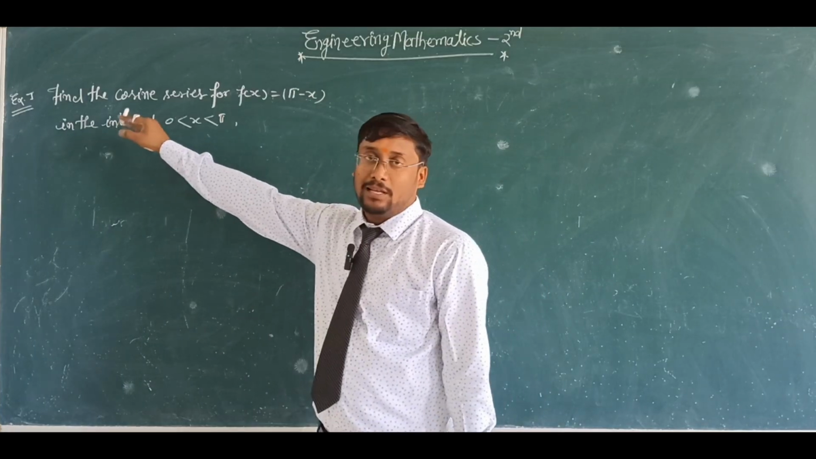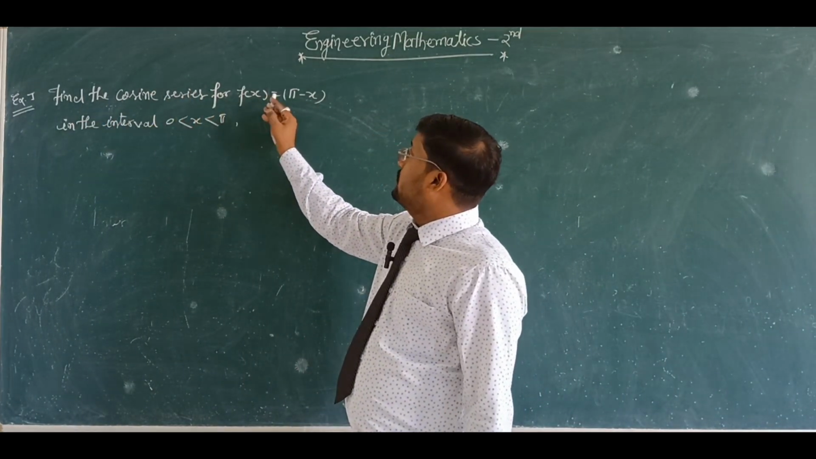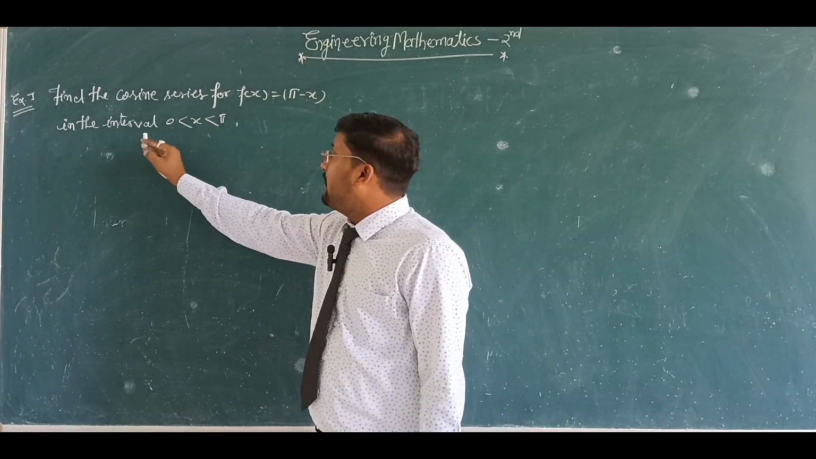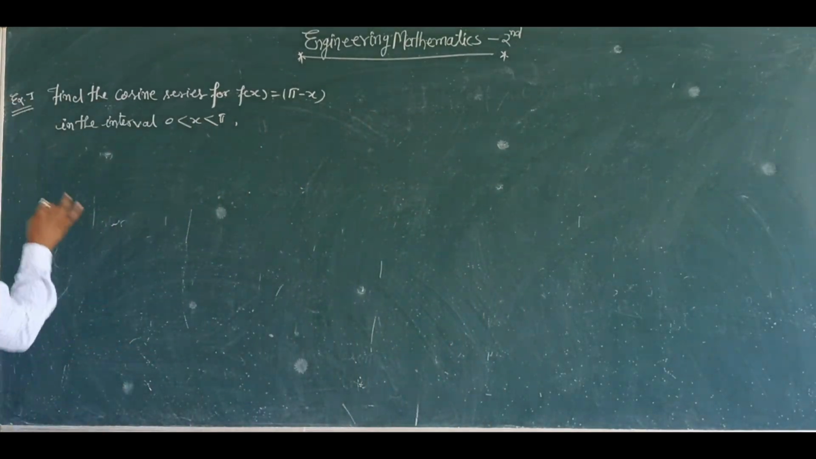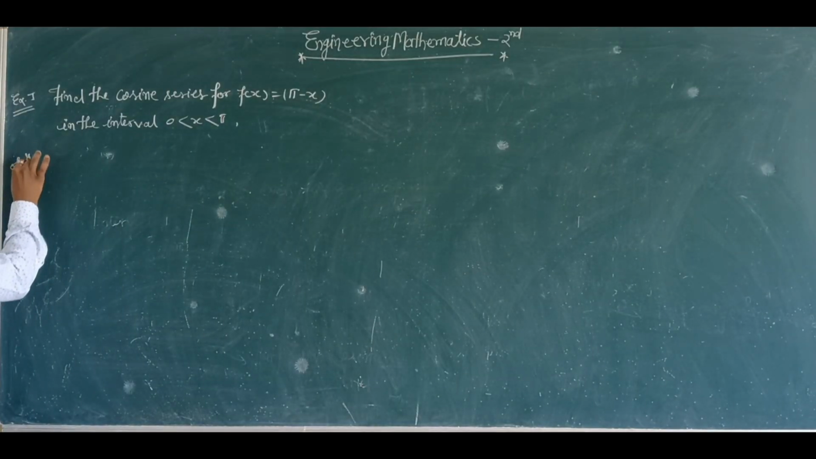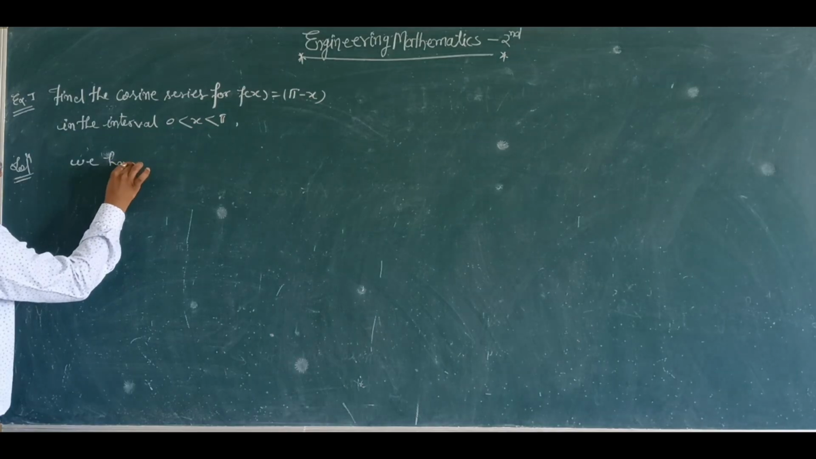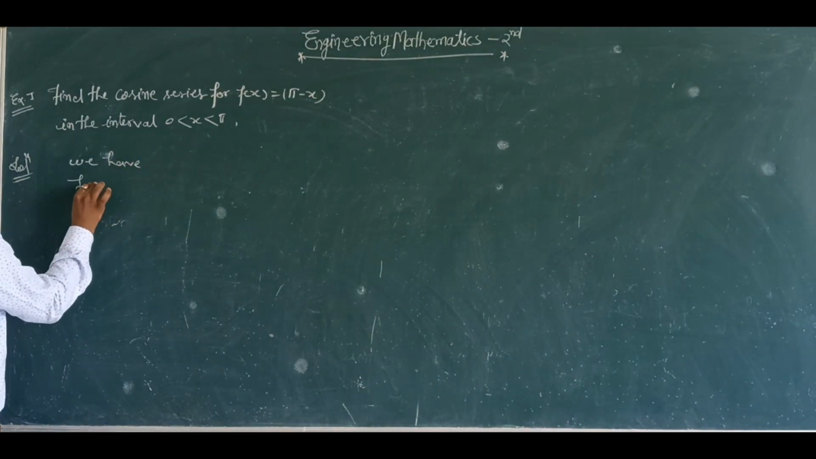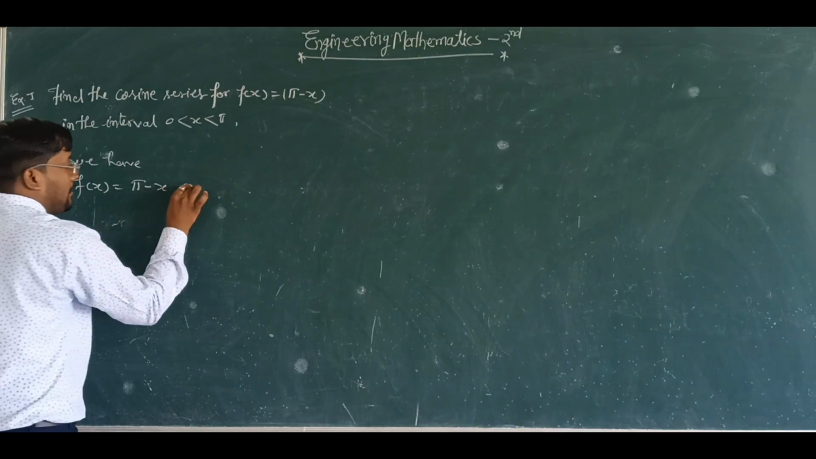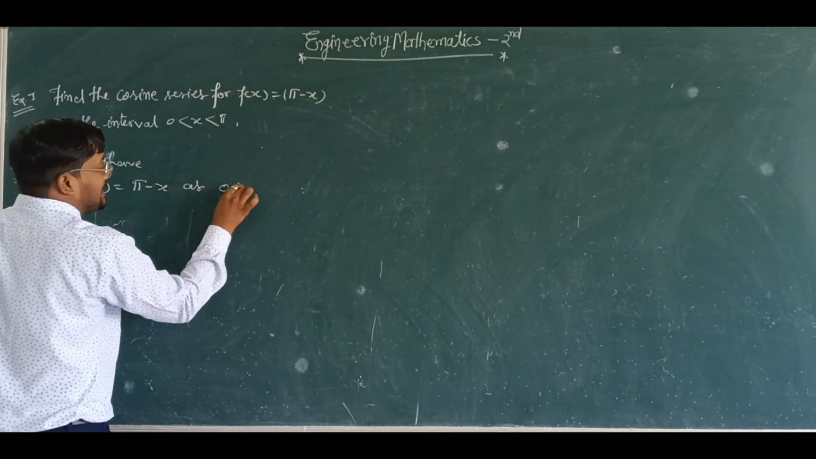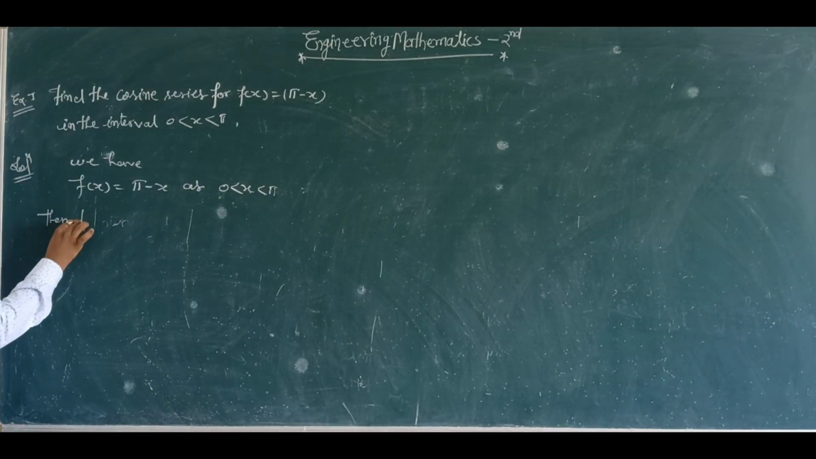Find the cosine series of f(x) is equal to pi minus x in the interval 0 is less than x is less than pi. First of all, you can note down the solution of this problem. We have f(x) is equal to pi minus x at 0 is less than x is less than pi.